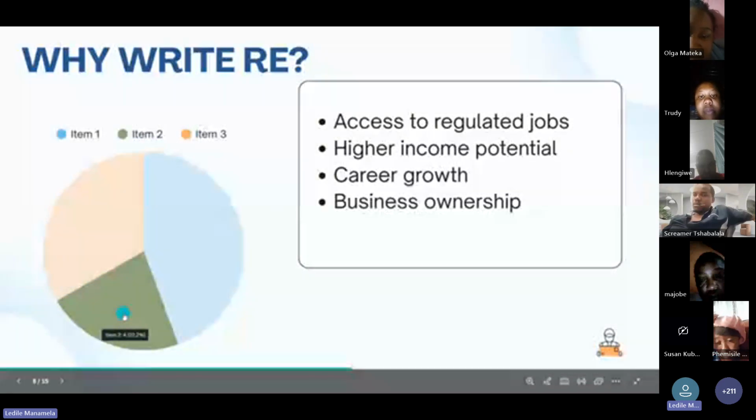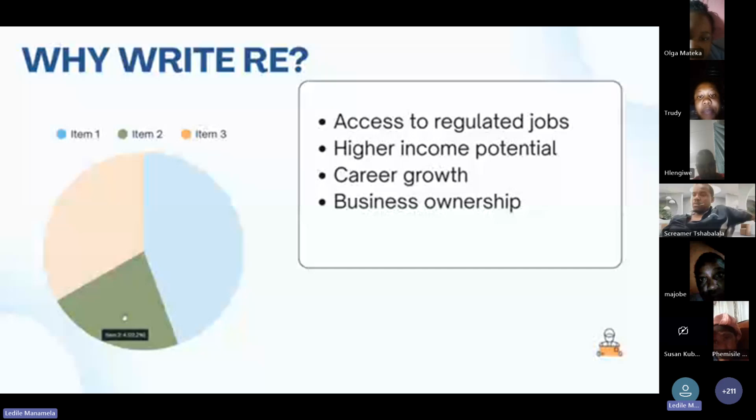So the reason you should write RE, guys, is that you can easily get access to regulated jobs. There's also higher income potential, especially if you're in sales. People are making like 100,000 per month. Some are making a minimum of 50,000 per month. And they don't even have a university degree.